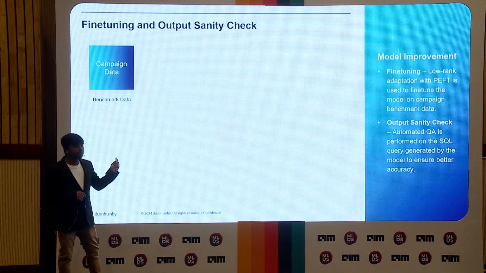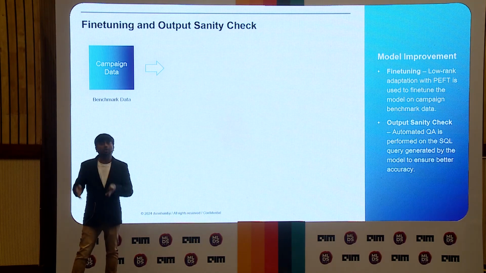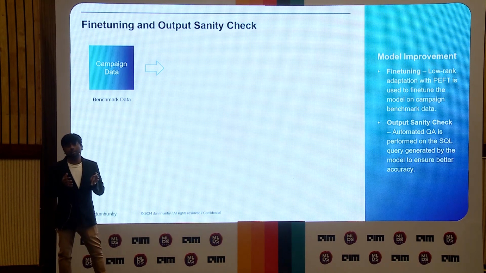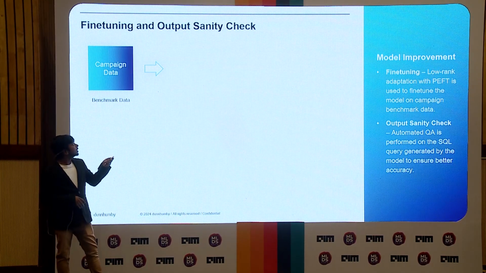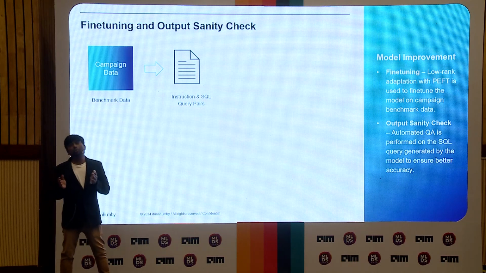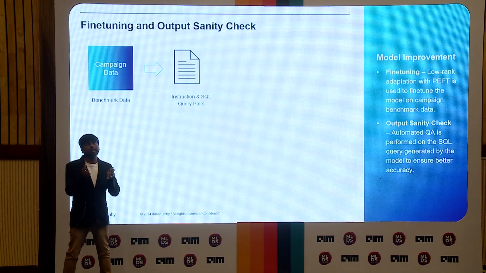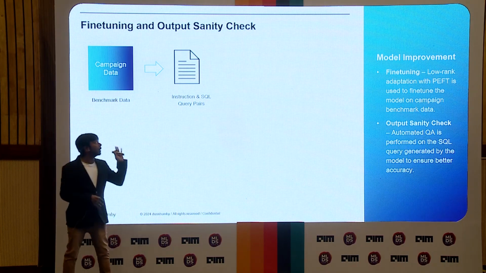Based on the campaign data, we created a set of instruction and SQL query pairs. What are these instructions? These instructions are basically the same prompt structure that we discussed in prompt engineering. It has to be in the same structure. And we have the SQL query pairs corresponding to these instructions, and these queries are what we expect from the model as output when we pass these instructions.